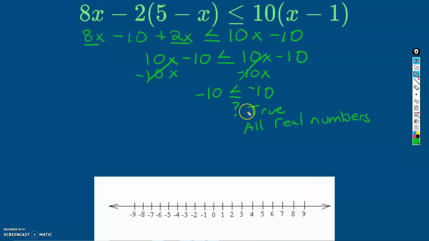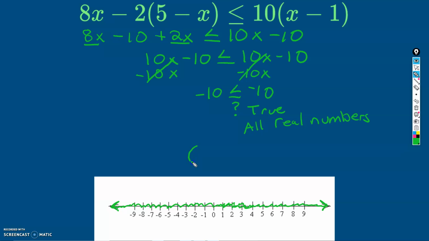So it doesn't matter what number I plug into x, I will always get a true statement. So what I do on the number line, because it's all real numbers, this is kind of fun. I get to scribble down this way, and I get to scribble down this way. In other words, I want the whole thing. I want all the numbers. So I want the whole number line. So I'm going to spill out the whole number line, draw arrows on both ways.